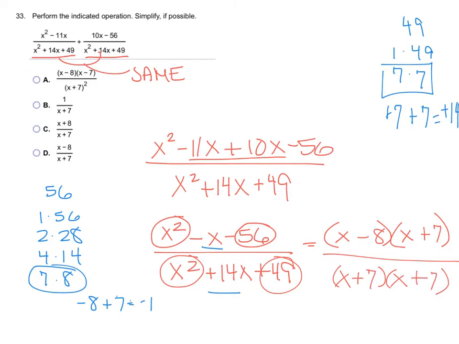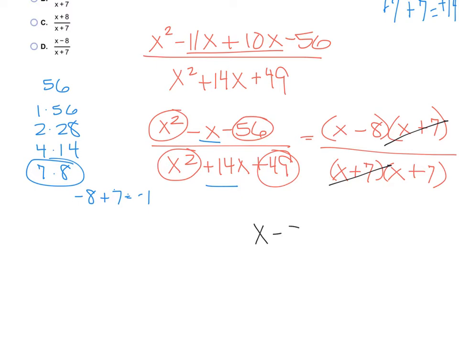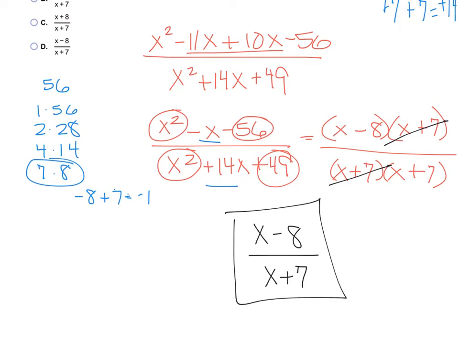Now that I factored the numerator and denominator, I'm going to cancel like factors. I have an x plus 7 on top and an x plus 7 on the bottom. That will cancel out, and I'm left with an x minus 8 over x plus 7. X minus 8 over x plus 7 cannot be reduced any further, so this is my final answer. And that corresponds to choice D.